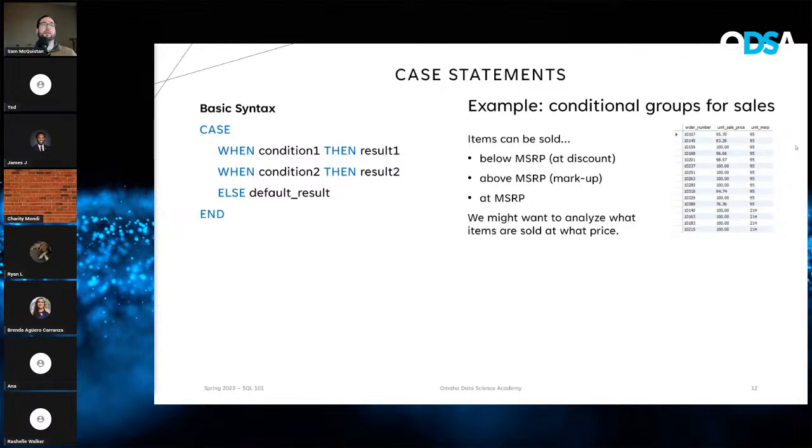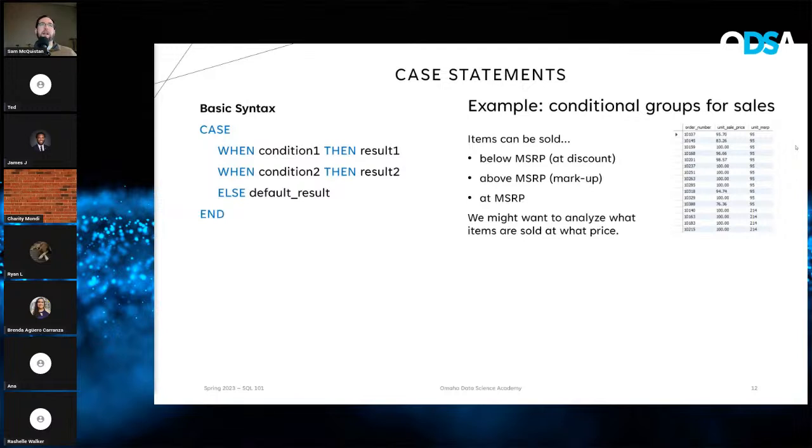Items could be sold below MSRP, which is also another word for selling at a discount. Items can also be sold above MSRP, which is the definition of an item markup. Or the item could be sold directly at MSRP, which means there's no markup, there's no discount. It is being sold at exactly the same price that the manufacturer recommended to the retailer.